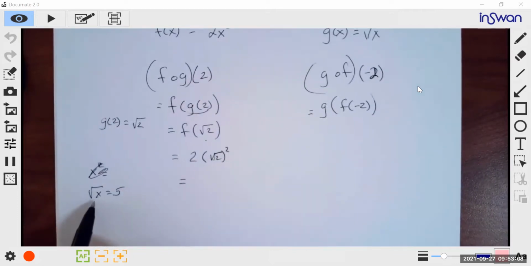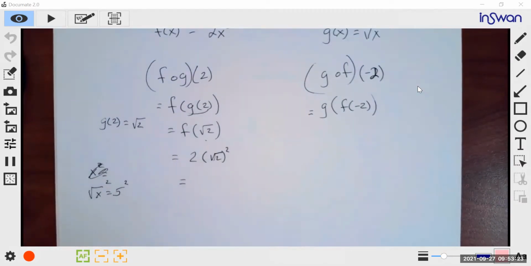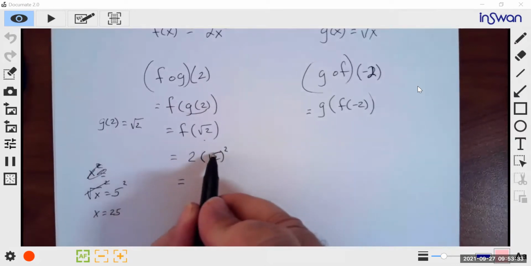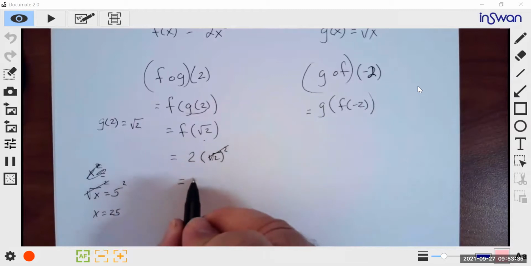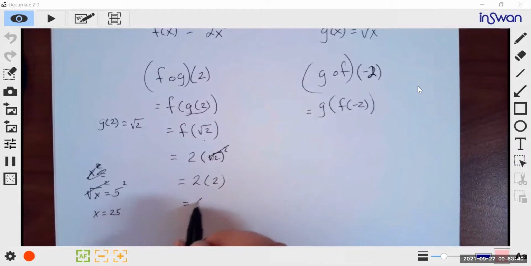Remember, how would you solve for x here? If I had square root of x equals 5, how would you get rid of the square root? Square both sides, because the square and the square root cancel. So x equals 25. So the square and the square root cancel. That just leaves 2 inside there. 2 times 2 is 4. So there's the first answer.